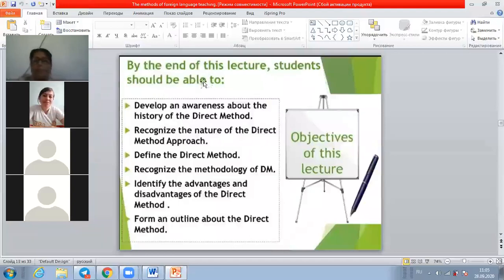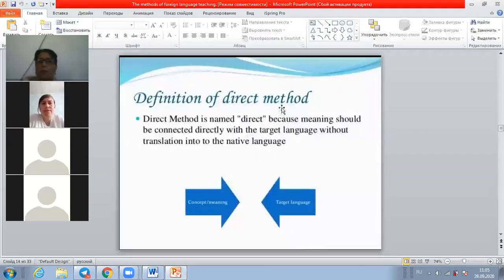By the end of this lecture, students should be able to do what? Develop an awareness of the history of the direct method. It is also a traditional method. As you know, recognize the nature of the direct method approach. Definition of the direct method. What is the direct method? It is named direct because meaning should be connected directly with the target language without translation into the native language.